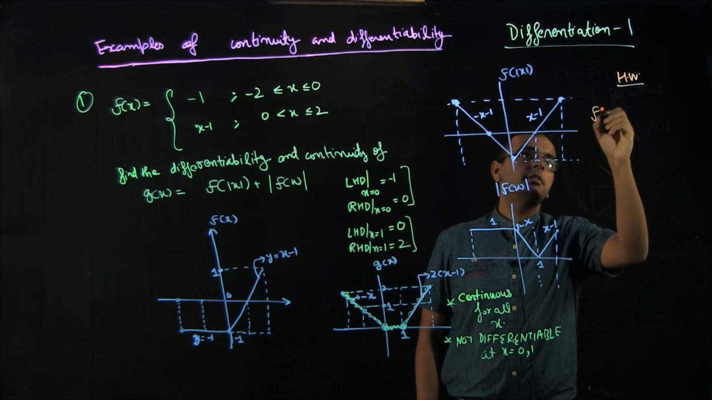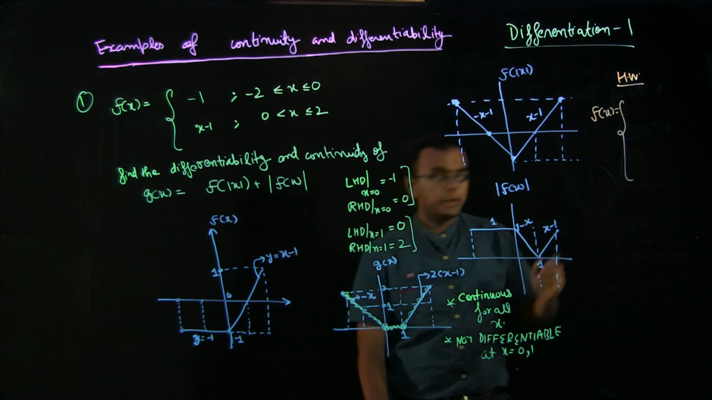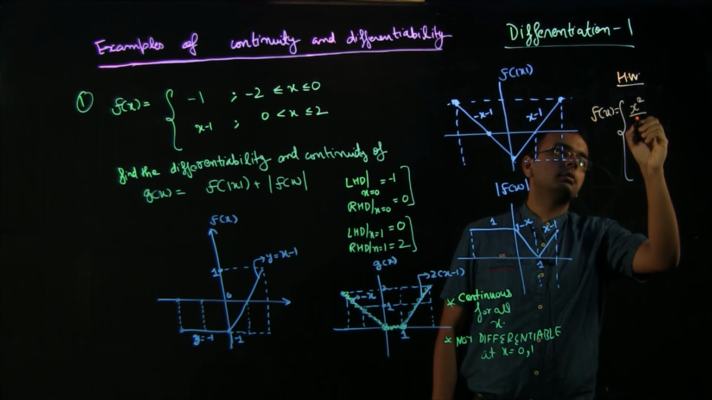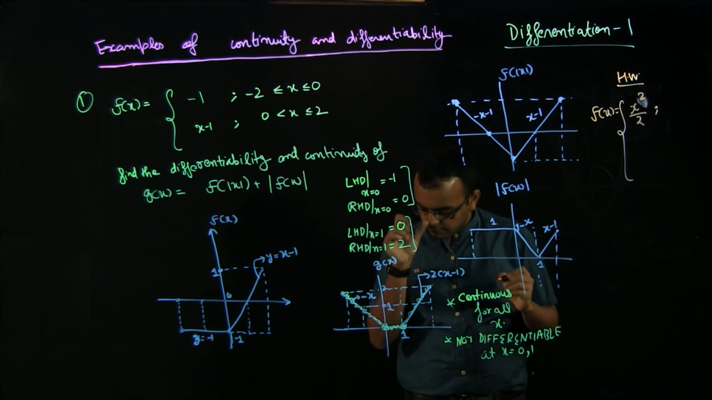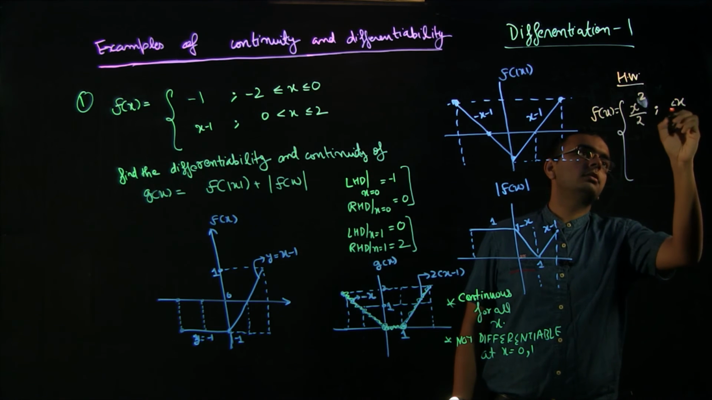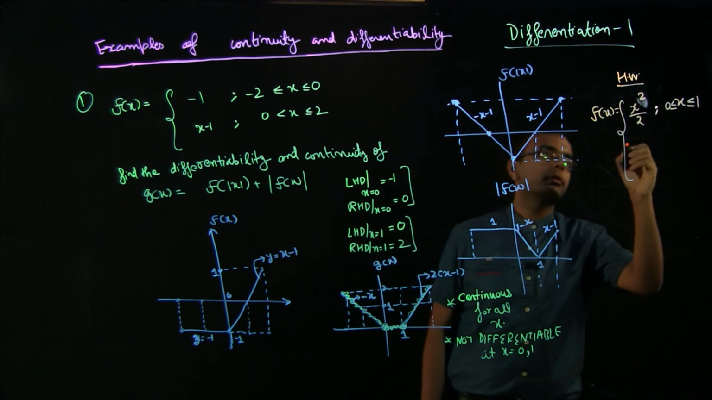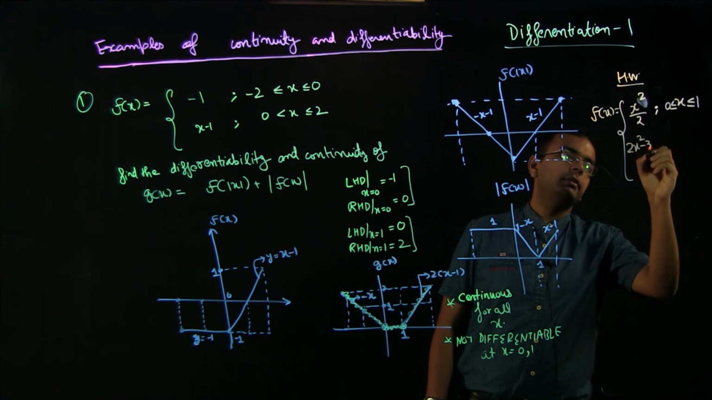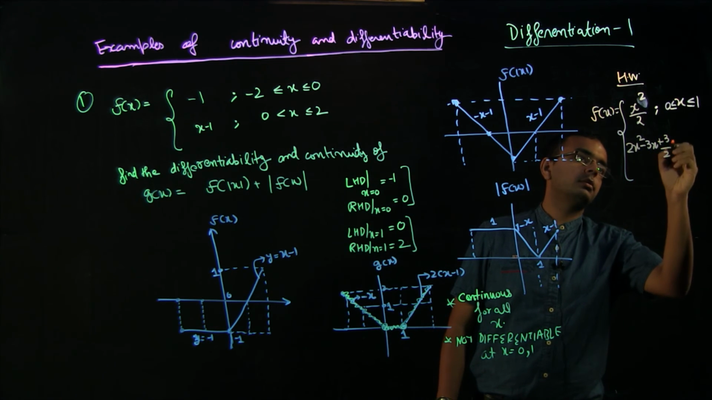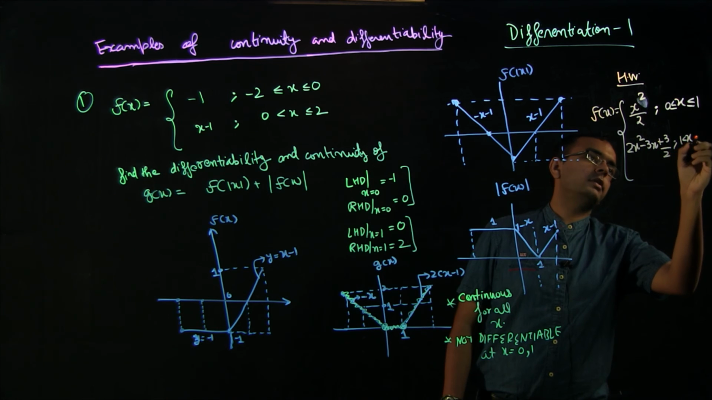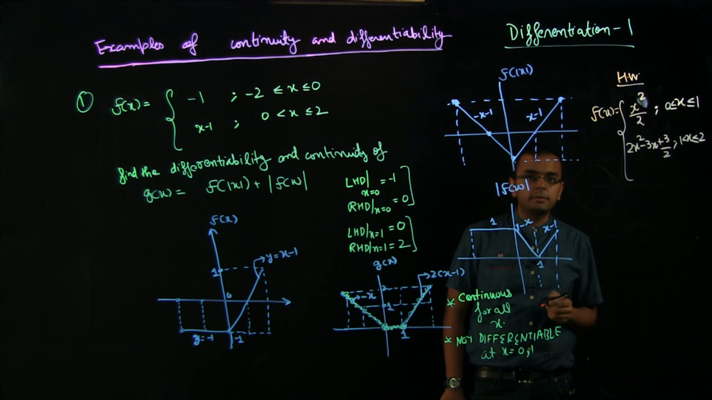And the homework problem says that f(x) is equal to x square by 2, for x between 0 to 1, and then 2x square minus 3x plus 3 by 2, for x between 1 to 2. Okay, and you have been asked to discuss the differentiability here.